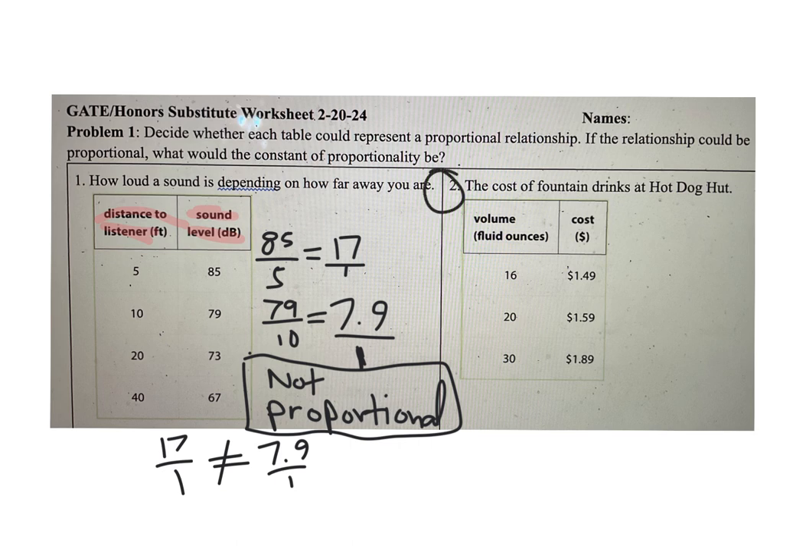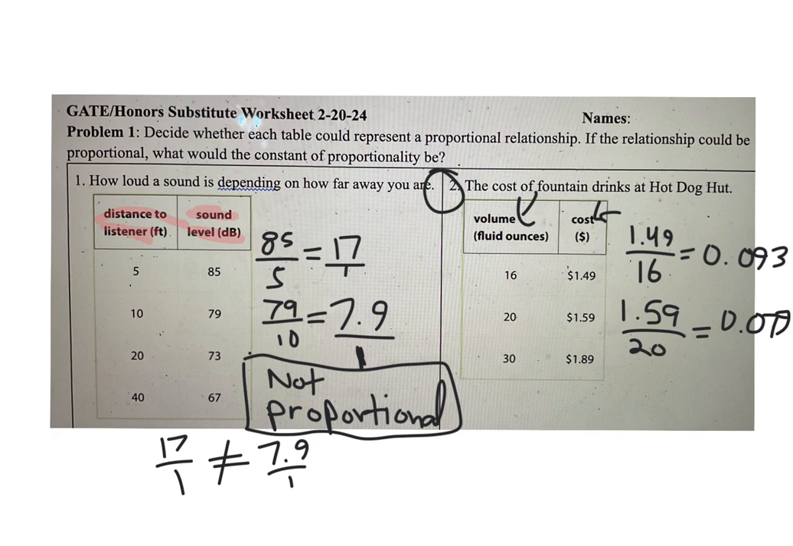All right, back to problem 2, the cost of fountain drinks at Hot Dog Hut. We're going to divide the cost by the volume. Doing the same thing, the right side, cost, divided by the left side, volume. If you do that, you're going to get 0.093, if you round it to the nearest thousandth. Let's test the next row, see what happens.